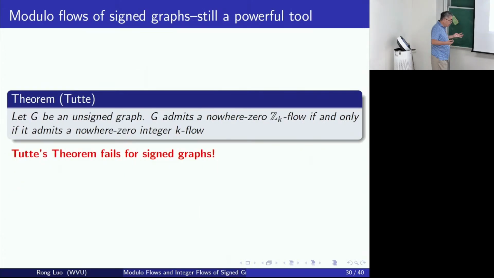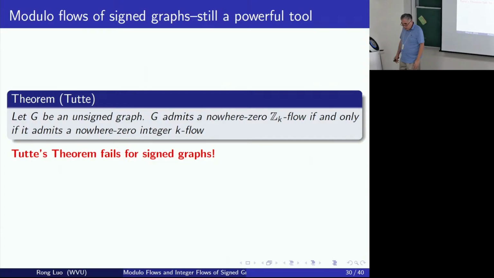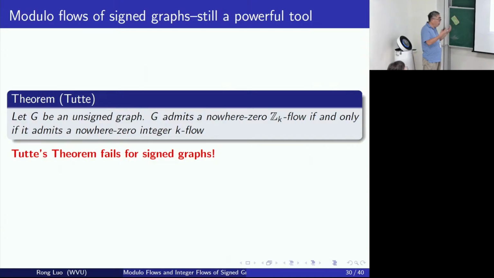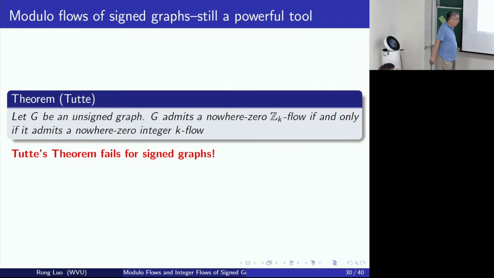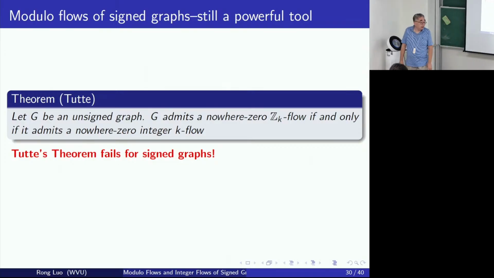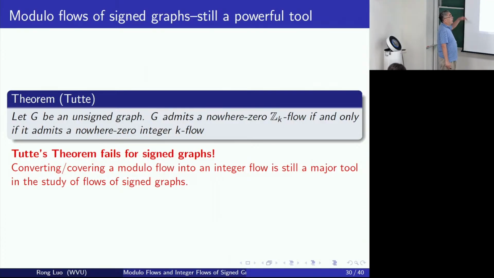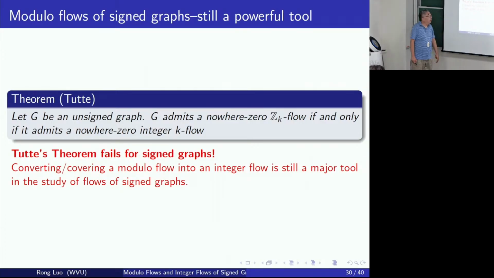Okay, so these are the published results about the integer flows of signed graphs. And as I mentioned, one of the most powerful tools in flow theory for unsigned graphs is Tutte's result, which says integer k-flow is equivalent to Zk-flow. However, this theorem does not work. It fails for signed graphs.